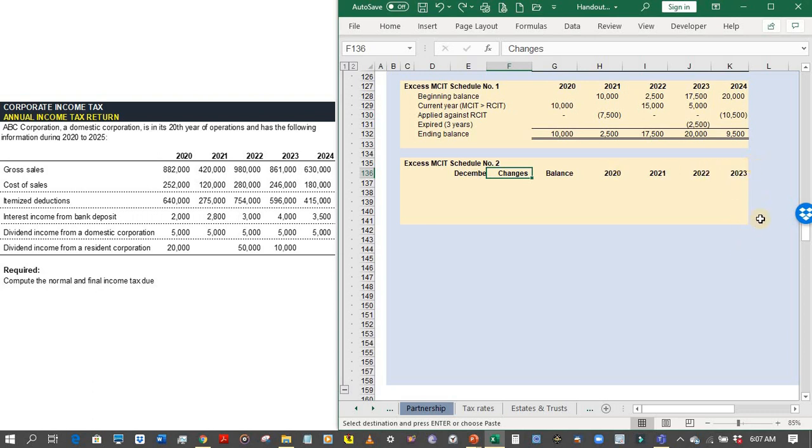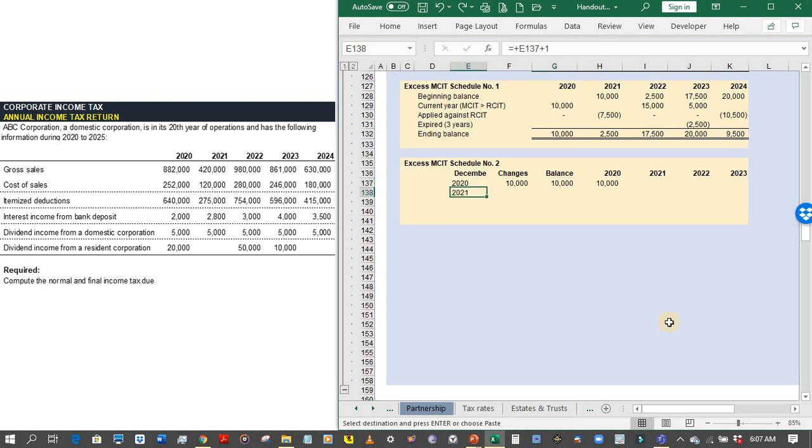So there will be no 2024 because in 2024 MCIT is lower than RCIT. So let us start with 2020, December 31. Again, in 2020, the taxpayer has an excess MCIT of 10,000 pesos. So it means that it will increase the excess MCIT. That is why the ending balance is 10,000 pesos.